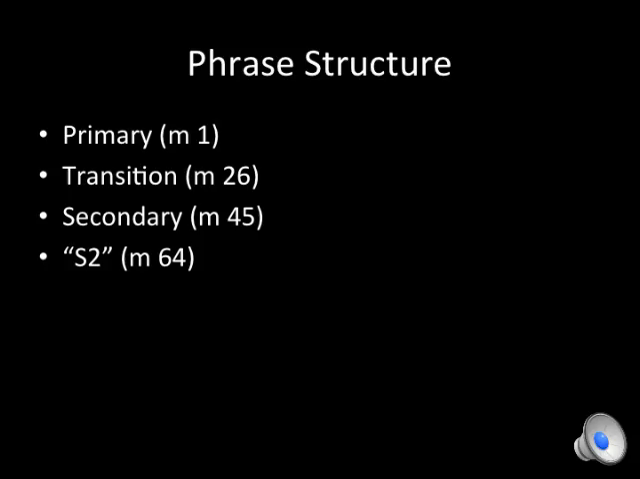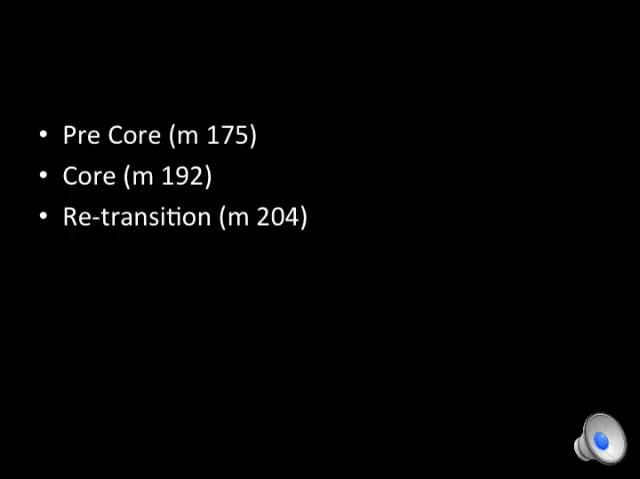The development consists of a pre-core, a core, and a retransition which lands in the dominant key. This is followed by a brief return to the third movement, followed by the restatement of the primary theme and the recapitulation. Now that we have all of the major introductions out of the way, I'm going to dive right into the exposition. Here is the beginning of the exposition.